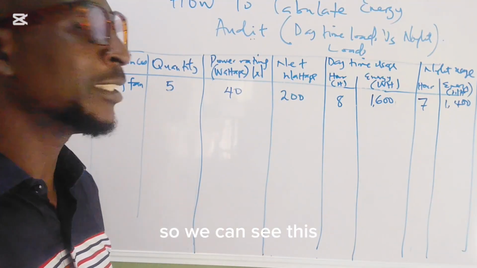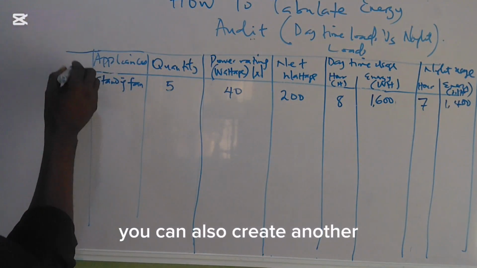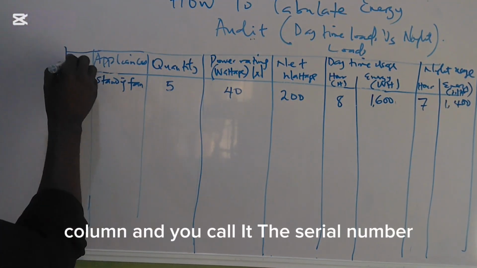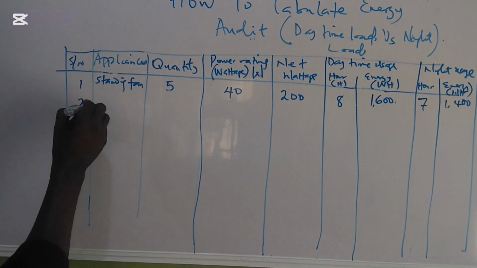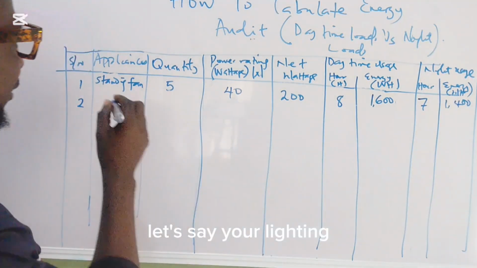Hope we can see this. Then we move to the next one. You can also create another column and you call it the serial number. This is the first one. Then we have the second one. Let's say your lightings.